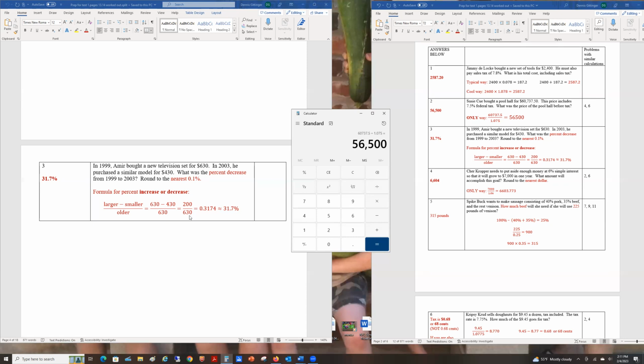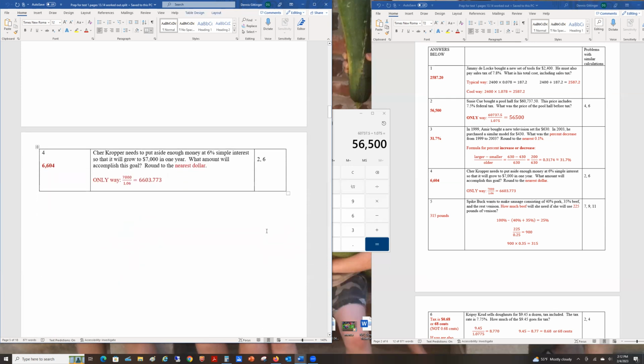and the percent is always taken of the older price. So you divide that by 630, and you get 0.3174, and it says round to the nearest 0.1%. What that means is move the point 2 places to the right, and then round off to the nearest digit to the right of that 1, and it's a 7. You'd make it an 8 if that were not 4, but if it were 5 or more, then you would make it 31.8%.